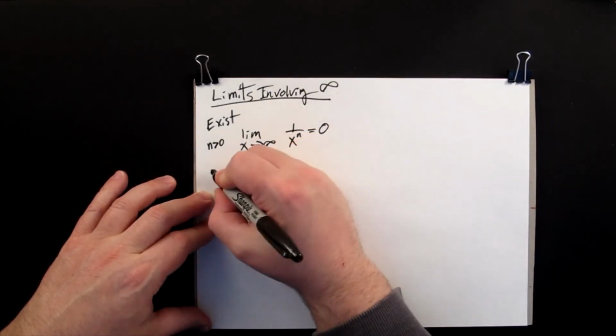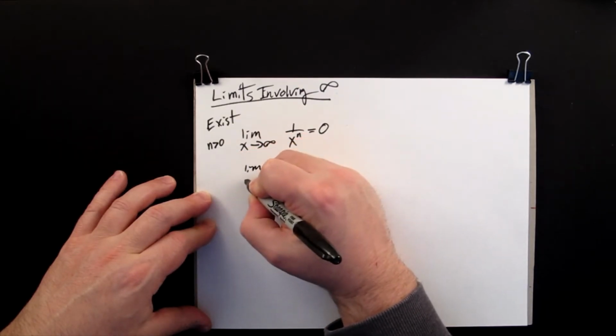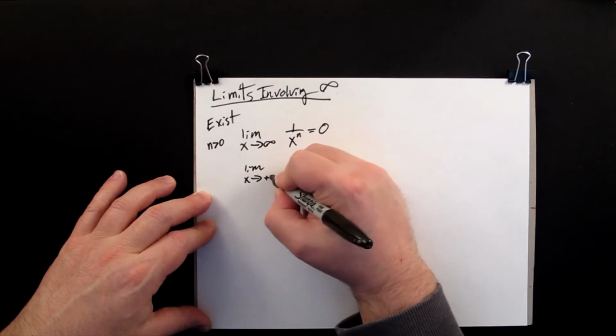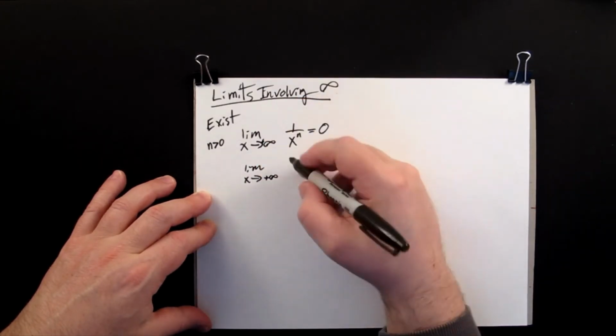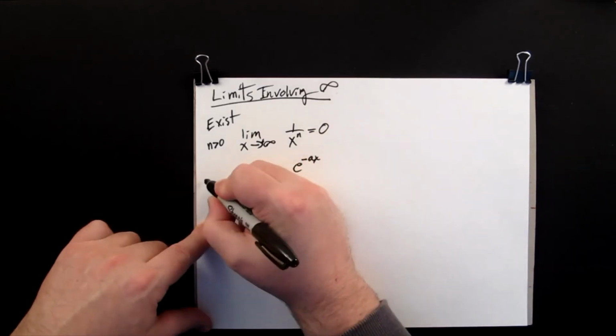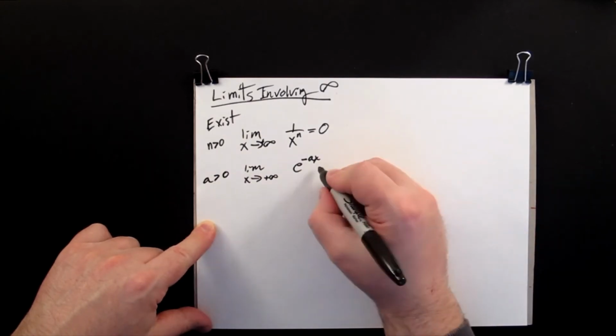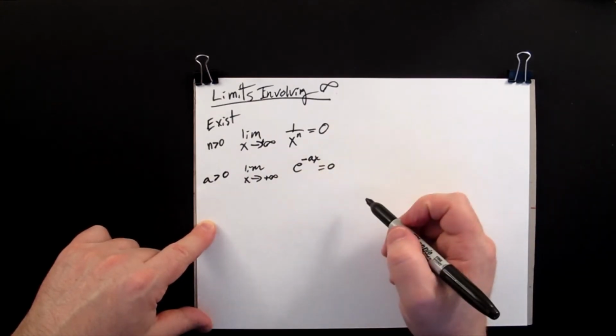The other one is the limit as x goes to plus infinity of e to the minus ax. A is some parameter that's also a positive number. This is 0, and it also exists.